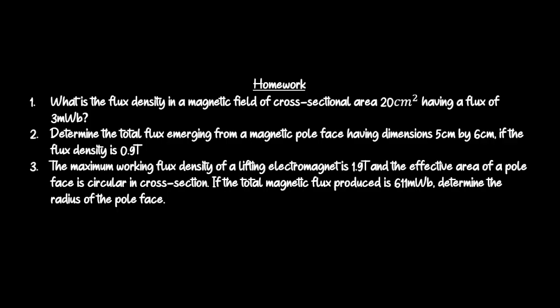And also the last one: the maximum working flux density of a lifting electromagnet is 1.9 Tesla, and the effective area of a pole face is circular in cross section. If the total magnetic flux produced is 611 milliweber, we are to determine the radius of the pole face. Okay, so this is the homework that you have on magnetic flux and magnetic flux density. Kindly attempt them and leave your answer in the comment section below.